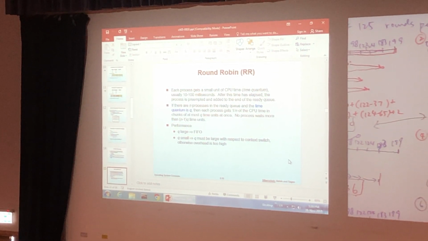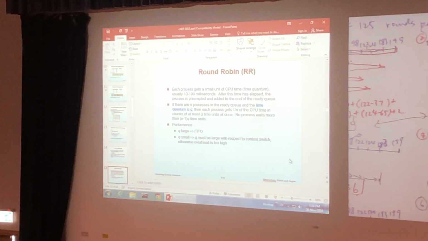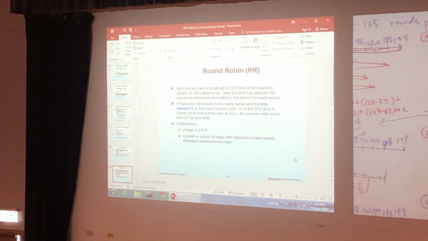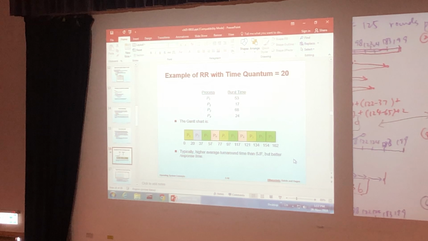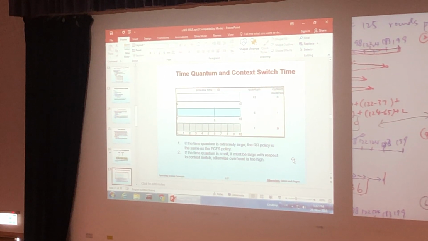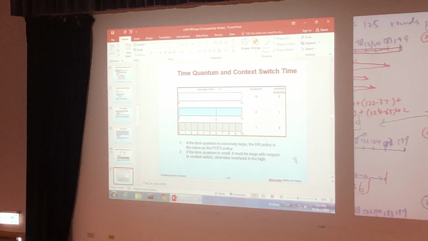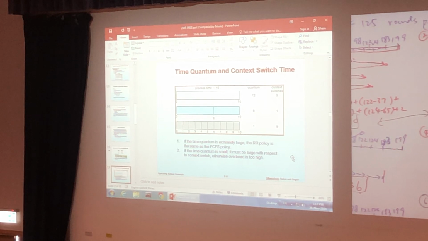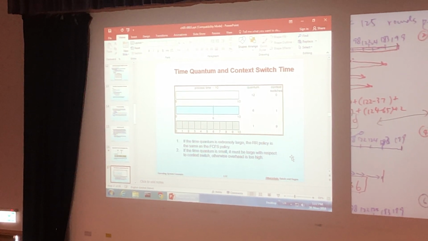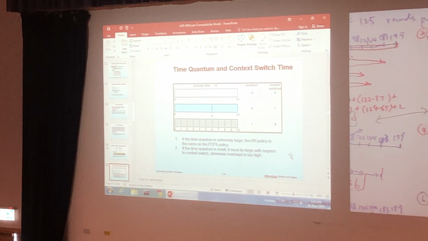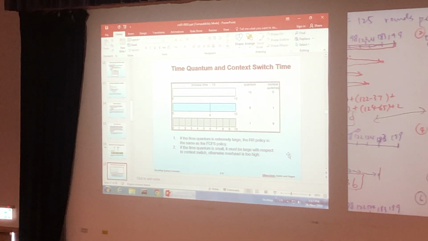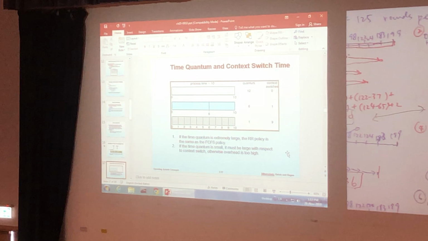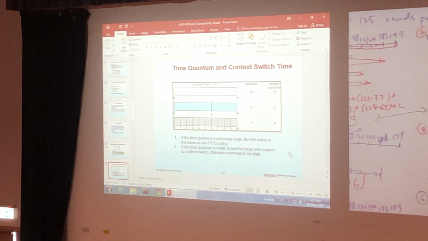Round robin is another important scheduling algorithm. How we set the quantum of round robin is important, because if we set it too large, essentially round robin becomes first come first serve. If we set it too small compared to the context switching time, then we'll be spending a lot of time switching context. That's overhead.